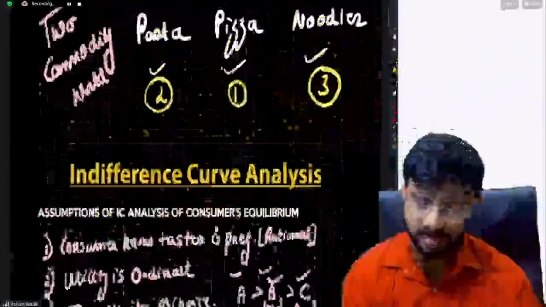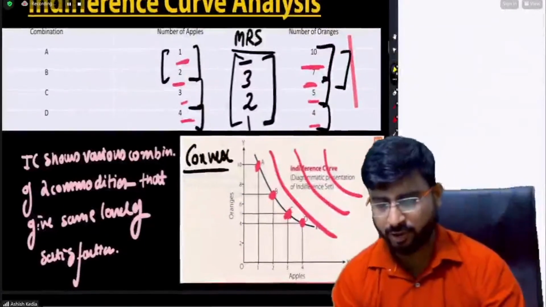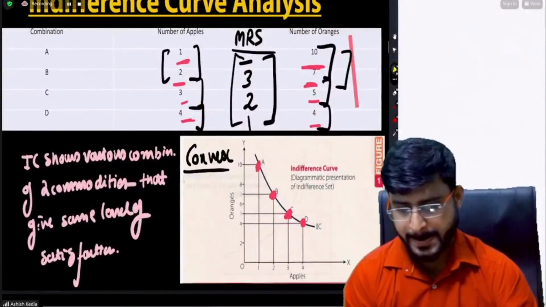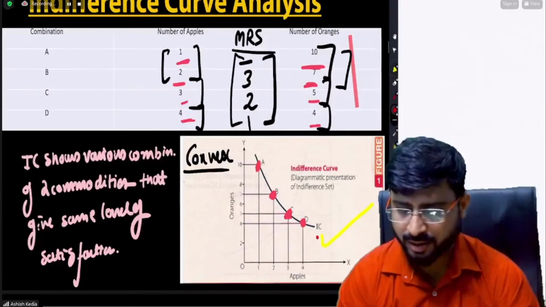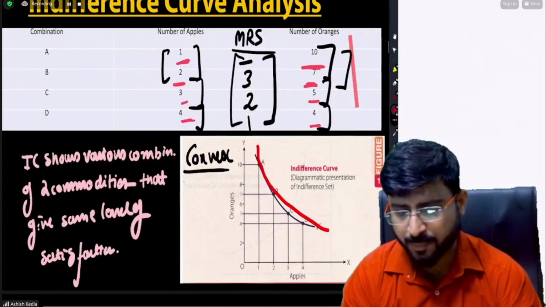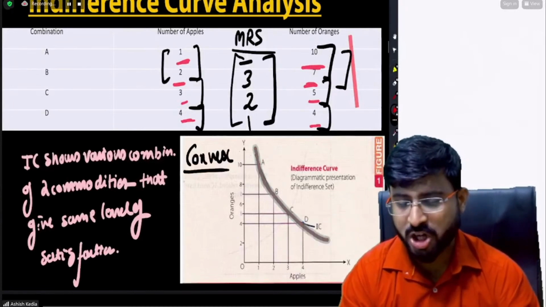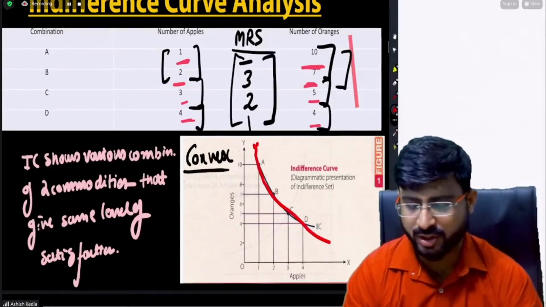So, sir, question number one. What is indifference curve? First of all, how does it look and what is it? Can you see the diagram here, everyone? Yes, this is the indifference curve. Something shaped like a C. This shape is called convex to the origin.